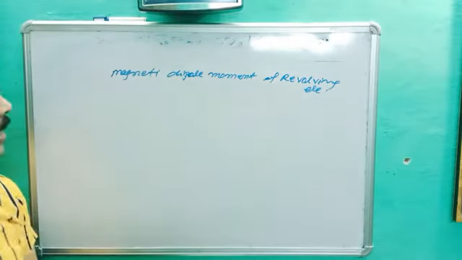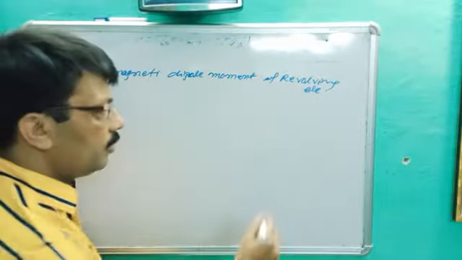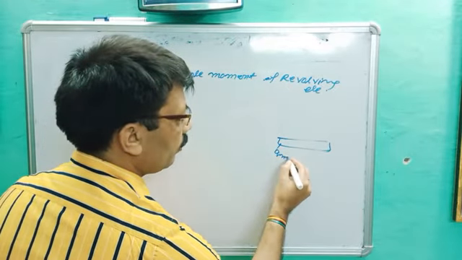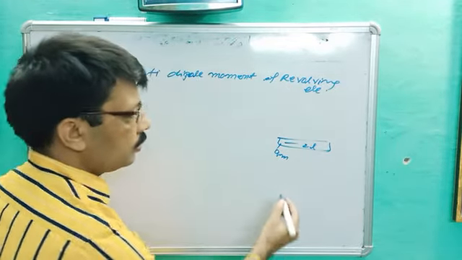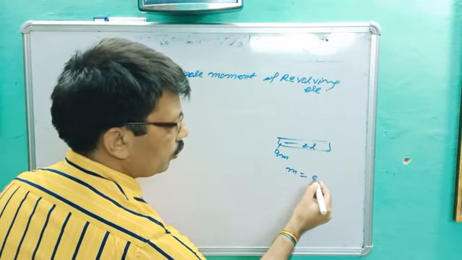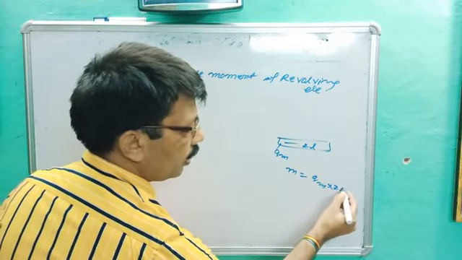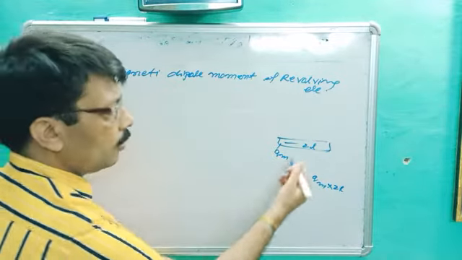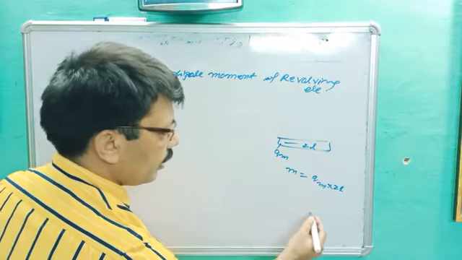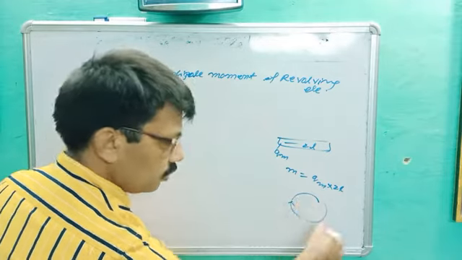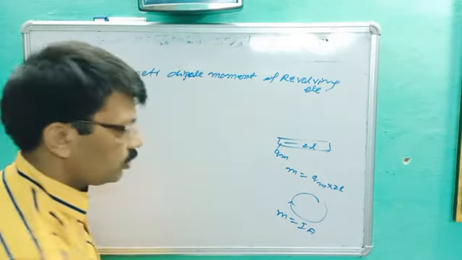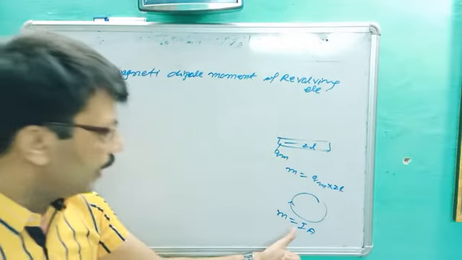So there are three types of magnetic dipole moment in your syllabus. First, if any bar magnet has a pole strength Qm and effective length 2L, then M equals Qm into 2L. This is the magnetic dipole moment for a bar magnet or permanent magnet. Second, if current is drawn through any coil, then magnetic dipole moment M is equal to IA. That is the magnetic dipole moment for any temporary magnet.